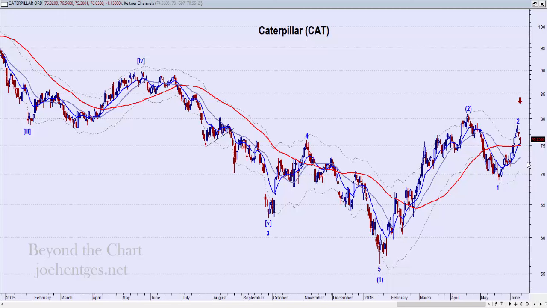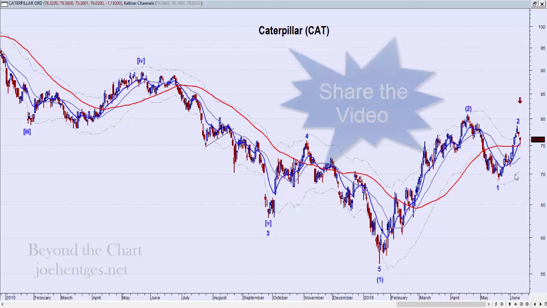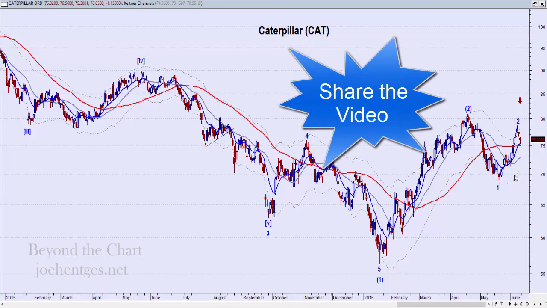All right, that's the picture for Caterpillar. We're looking for it to continue to the downside, and we'll continue to monitor this closely. It's a pretty widely held stock and very visible, and also pretty key to what's happening around the globe with the global economy.